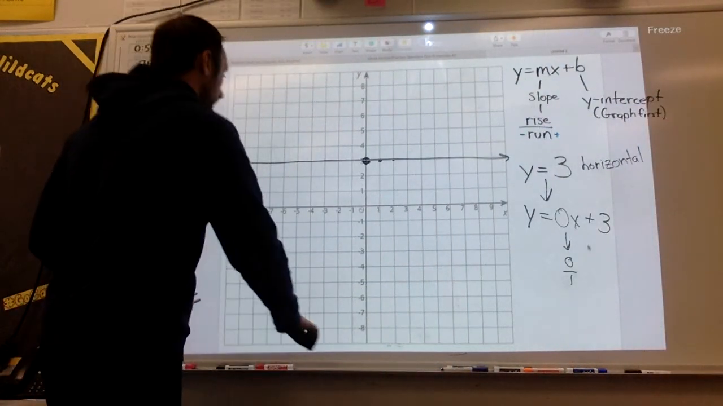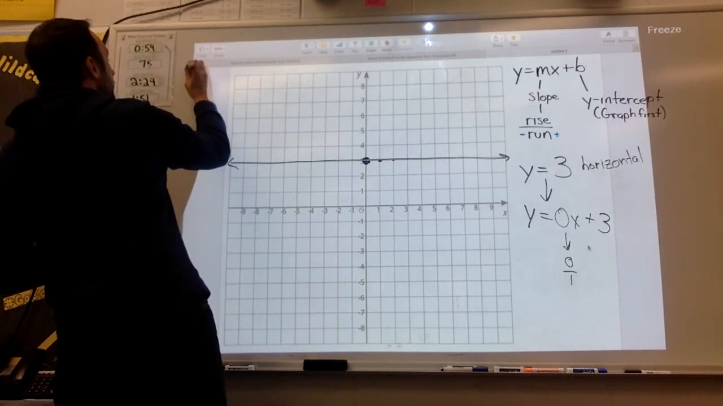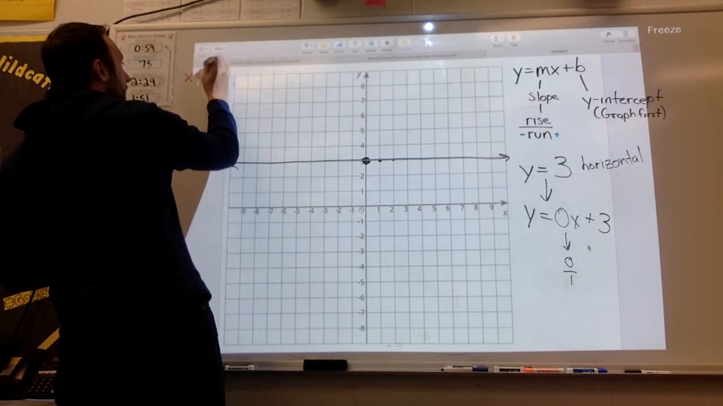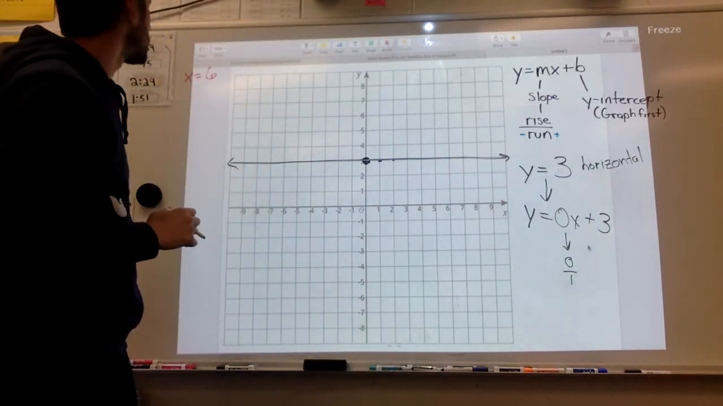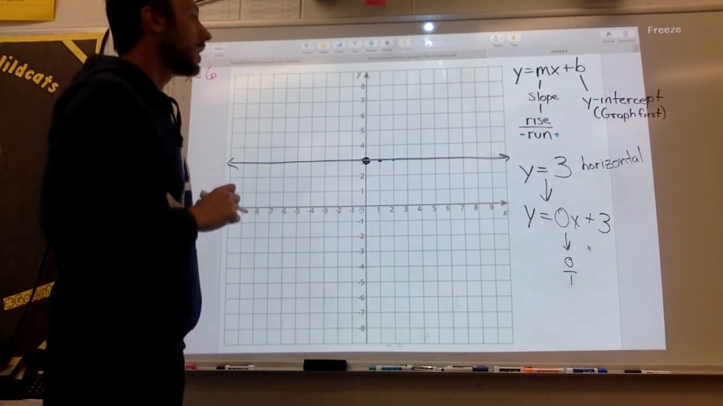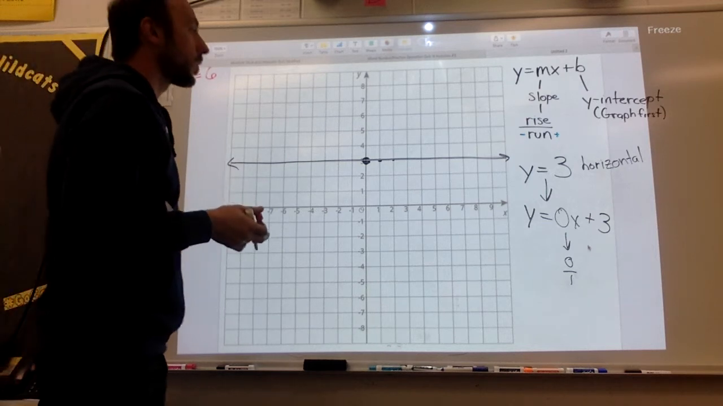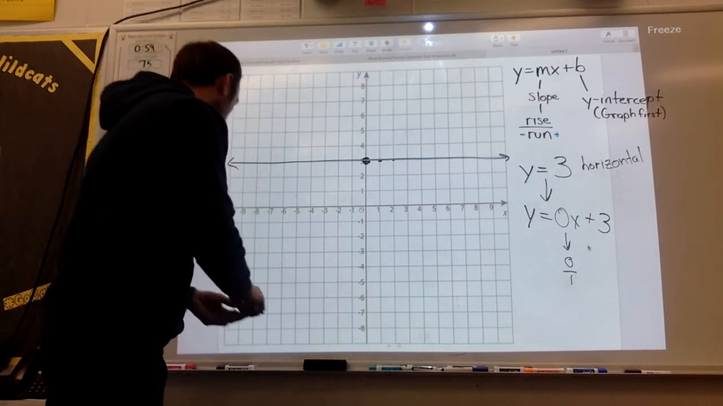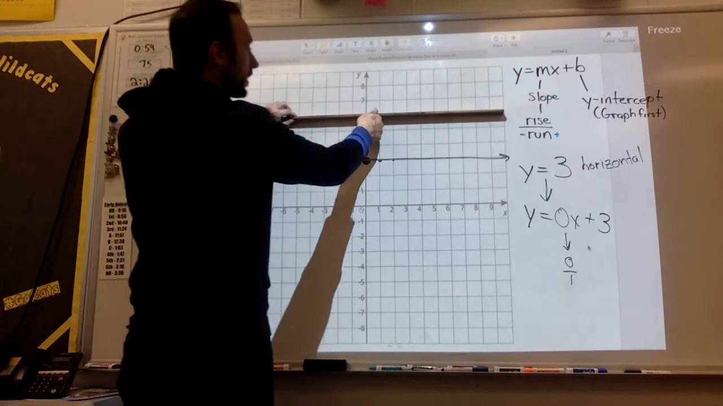Let's do another one. Leave that one on there. What if I give you x equals, say, 6? Well, that's not even close to slope-intercept form, is it? There's no y there at all. If we think that we want a line where our x-coordinate is always 6, a lot of times kids want to do it just like this, and they put it right here.